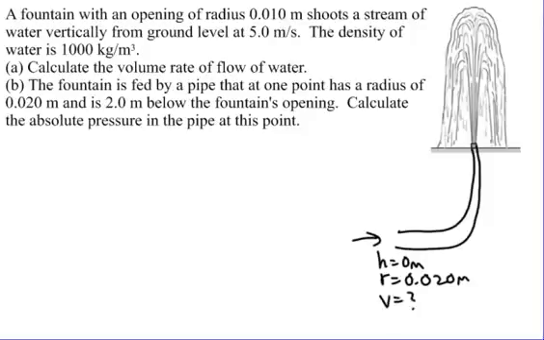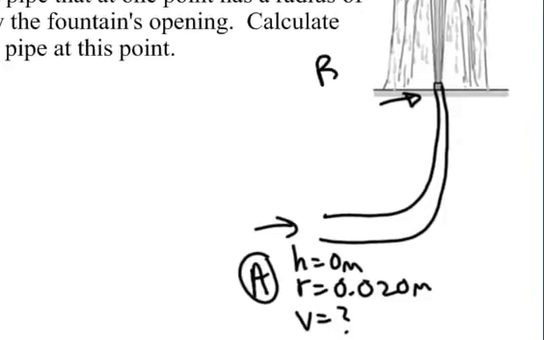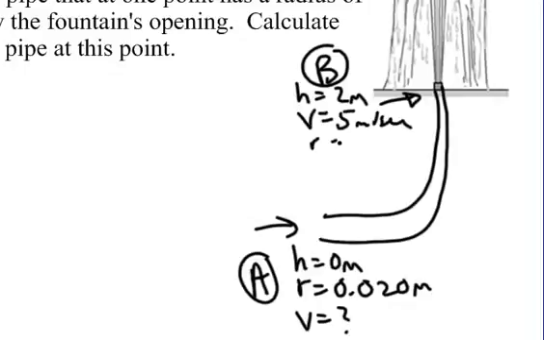They didn't tell me. Now up here, at this point right here, I'm going to call this point down here point A, and up here I'm going to call this point B. This is actually at a height of 2 meters, isn't it? Because the last one was 2 meters below, so I'm going to call this 2 meters above 0. My velocity was of course 5 meters per second, and my radius was of course 0.010 meters, okay? And you can see I need to find my velocity first.